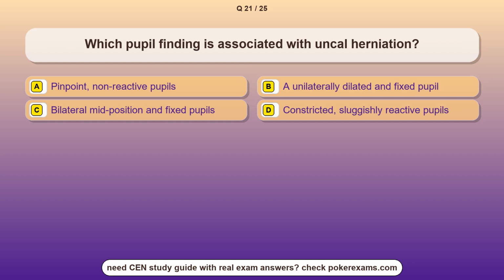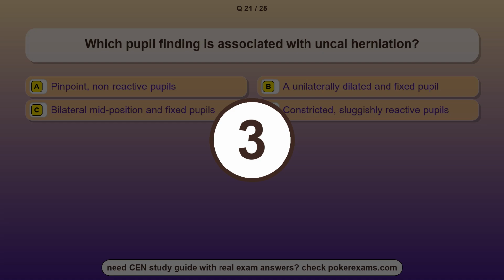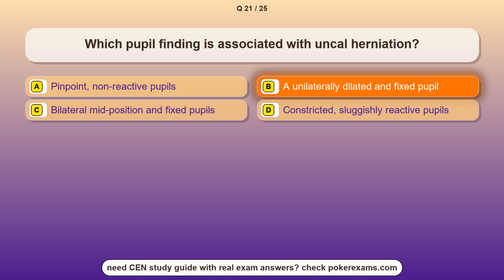Question 21. Which pupil finding is associated with uncal herniation? Option A. Pinpoint, non-reactive pupils. Option B. A unilaterally dilated and fixed pupil. Option C. Bilateral mid-position and fixed pupils. Option D. Constricted, sluggishly reactive pupils. The correct answer is option B. A unilaterally dilated and fixed pupil.